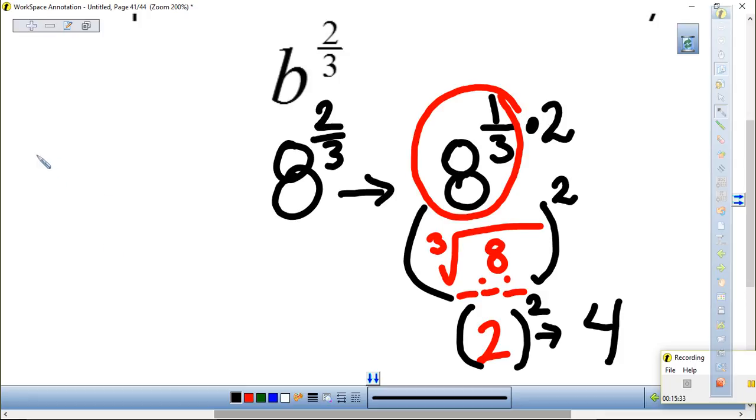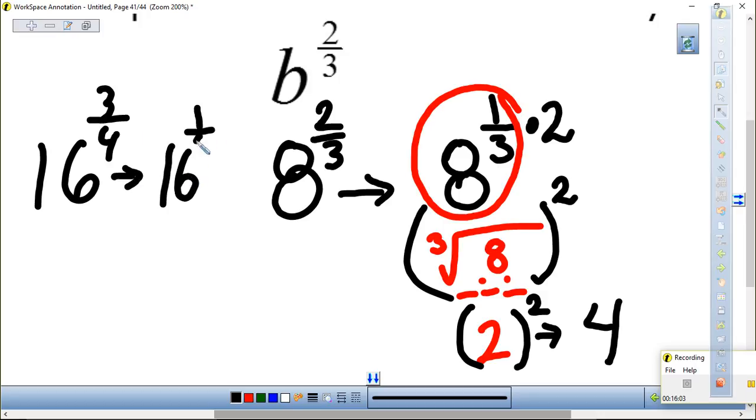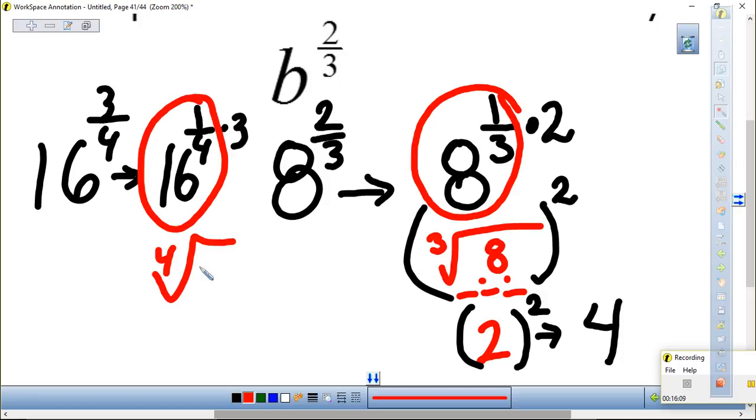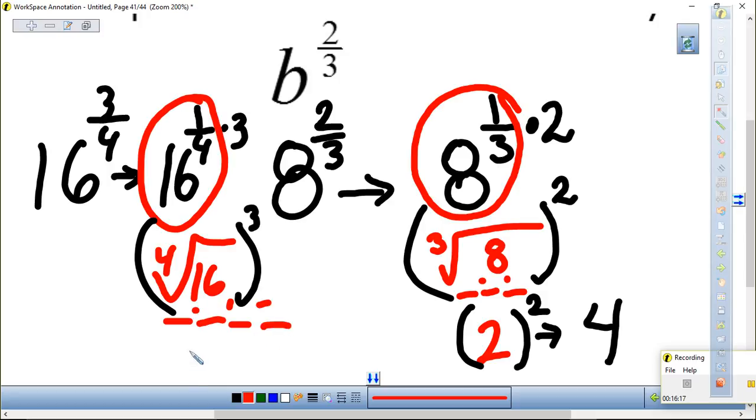Okay, I'm going to do one more. You don't have to copy this one, so that you can finish the other. 16 to the 3/4. Check this out. Let's see if you get this. We rewrite it as 16 to the 1/4 times 3. Is that correct? 16 to the 1/4 becomes the 4th root of 16. And then with the exponent of 3 outside, this is 2 to the 3rd power, and this is 8.